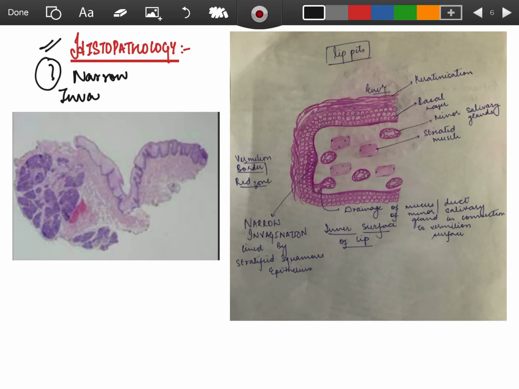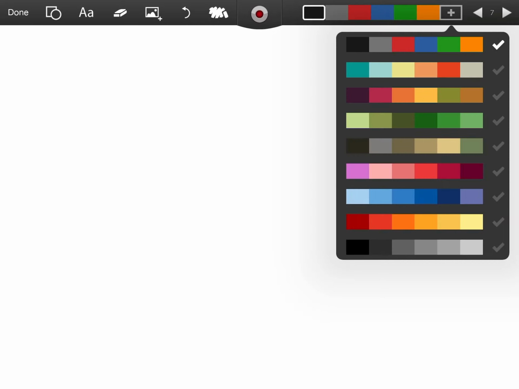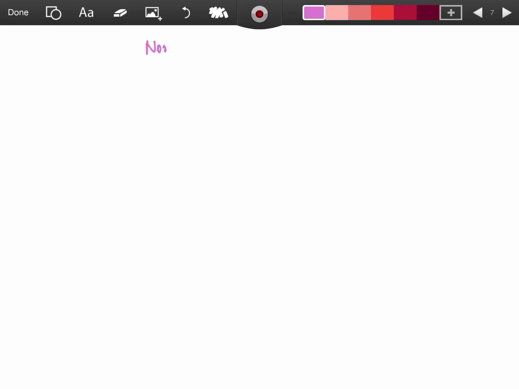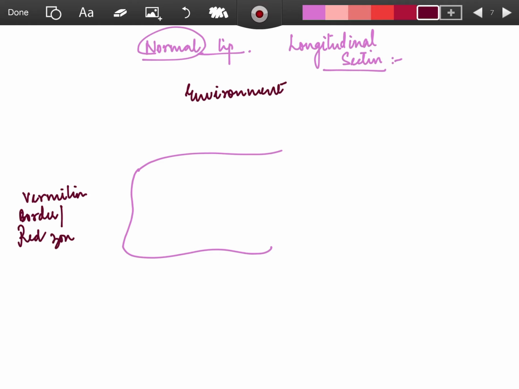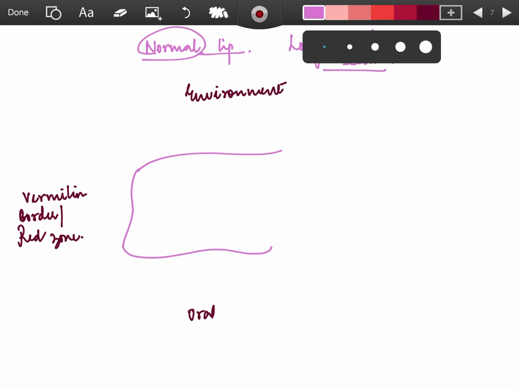As we know, lip pits are narrow invaginations that are lined by the stratified squamous epithelium. So this is a histopathological diagram you have to draw. Before coming to the pathology, we will discuss the normal histology of the lip. Firstly we will take the longitudinal section. Now we know that we have three parts of a lip: the cutaneous part, the vermilion border, also termed the red zone due to increased vascularity, and the inner one, the oral part.